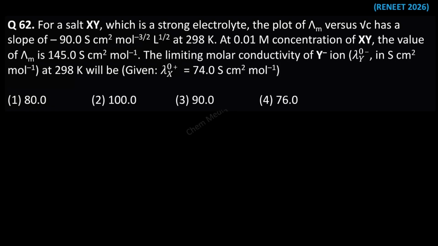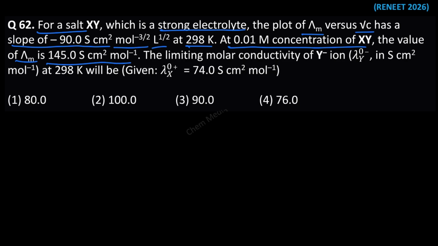Hello everyone, here is a question based on Kohlrausch's law. For a salt XY which is a strong electrolyte, the plot of molar conductance versus square root of concentration has a slope of minus 90 S cm² mol^(-3/2) L^(1/2) at 298 K. At 0.01 molar concentration of XY, the value of molar conductance is 145 S cm² per mole.